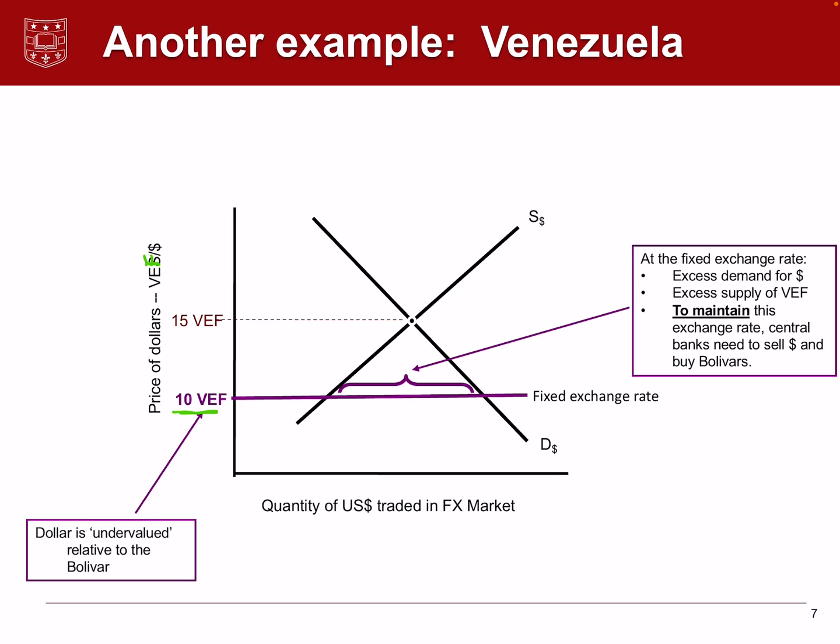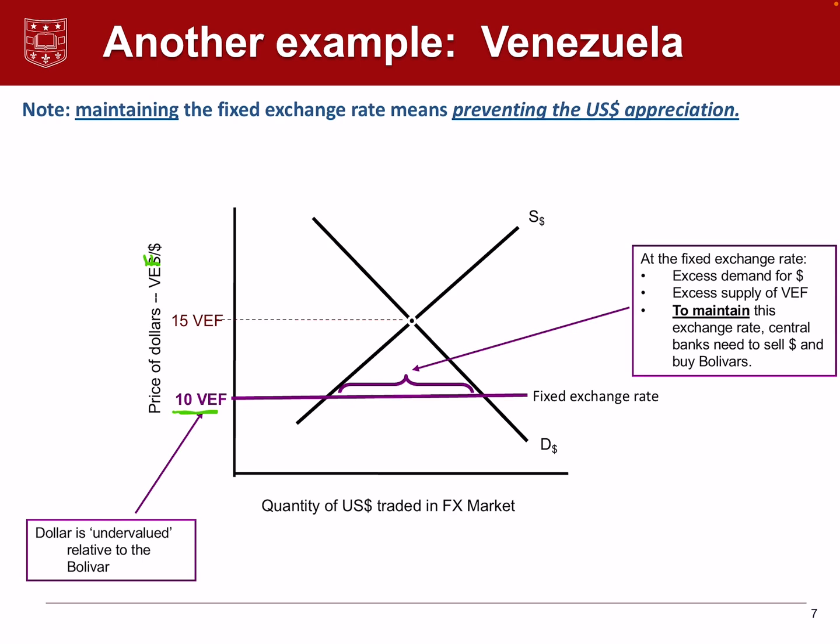circumstances change and the demand and supply curves shift with the result that the dollar is undervalued relative to the bolivar. And we can observe, again, similar but opposite from our previous example, assessment. So at the fixed exchange rate now, we have an excess demand for dollars. So quantity demanded of dollars is bigger than the quantity supplied of dollars at the fixed exchange rate. And this is, in other words, a shortage. So there is a shortage of dollars in the foreign exchange market.